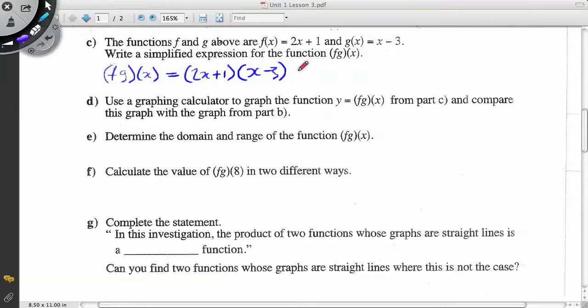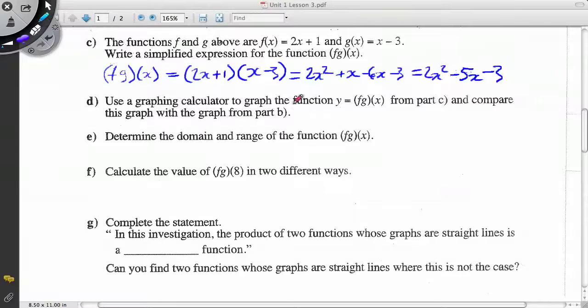We're going to have to FOIL these out. We will get 2x squared. We're going to get plus x minus 6x minus 3, simplifying to 2x squared, and that will be plus x. Oh no, sorry, negative 5x. Change that to negative 5x. Handy dandy eraser. Negative 5x minus 3.